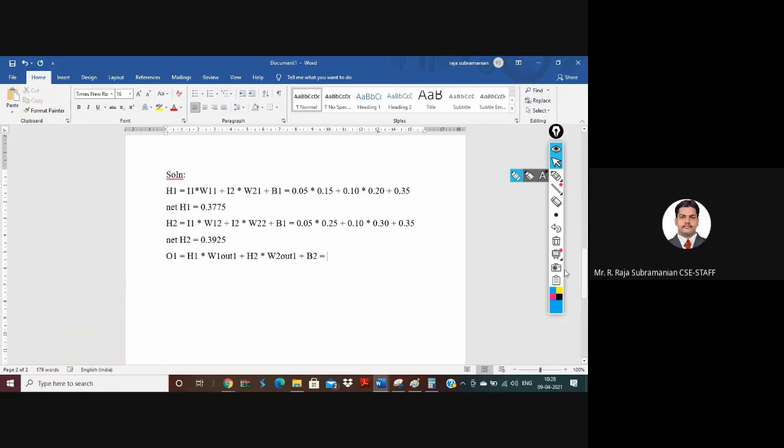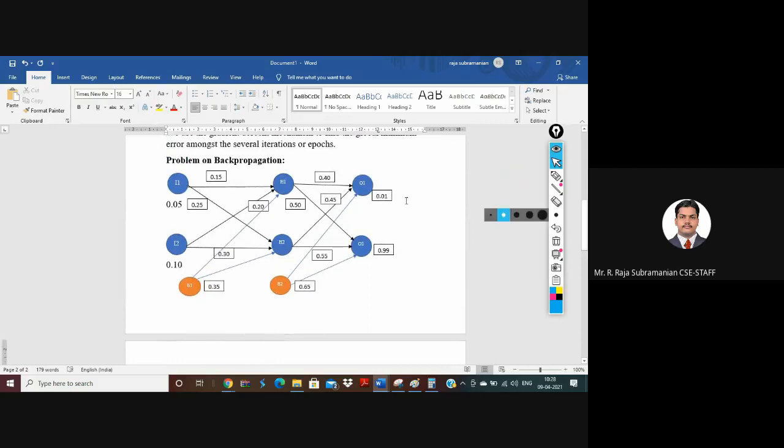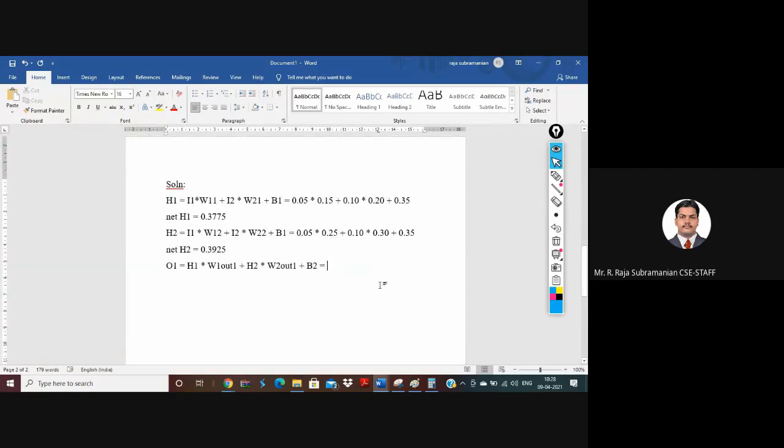So let us go up. Somebody see the value and then tell me. H1, we have it down itself. This is 0.40, this is 0.45, this is 0.65. So H1 is 0.3775.